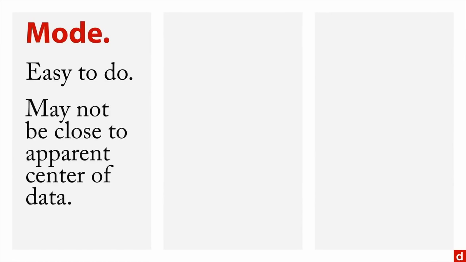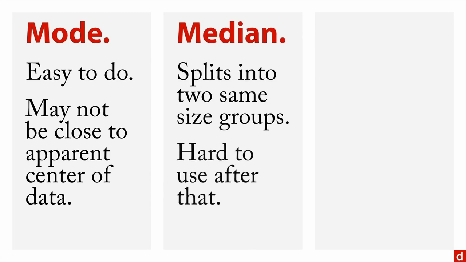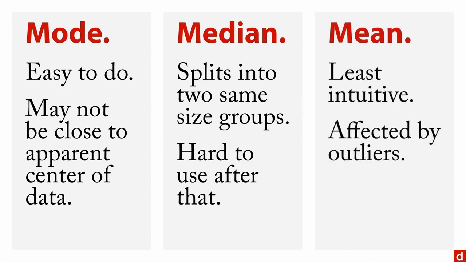Now, let me give a little bit of the pros and cons of each of these. For the mode, mode's really easy to do. You just count how common it is. On the other hand, it may not be close to what appears to be the center of the data. The median splits the data into two same size groups, the same number of scores in each. And that's pretty easy to deal with, but unfortunately, it's hard to use that information in many statistics after that. And then finally, the mean of these three is the least intuitive, it's the most affected by outliers and skewness, and that may really strike against it, but it is, however, the most useful statistically, and so it's the one that gets used the most often.